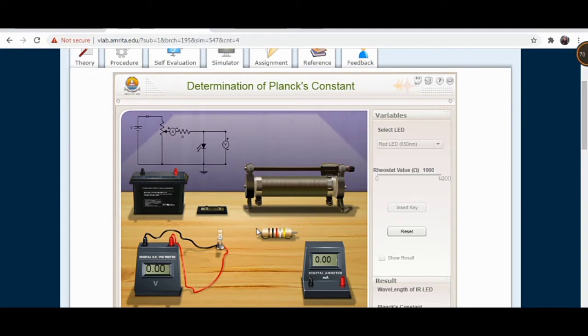Firstly, I am completing this whole circuit. Now we have joined an LED with this resistor. Then this resistor has been joined with the ammeter. After that, I will connect it to the rheostat.